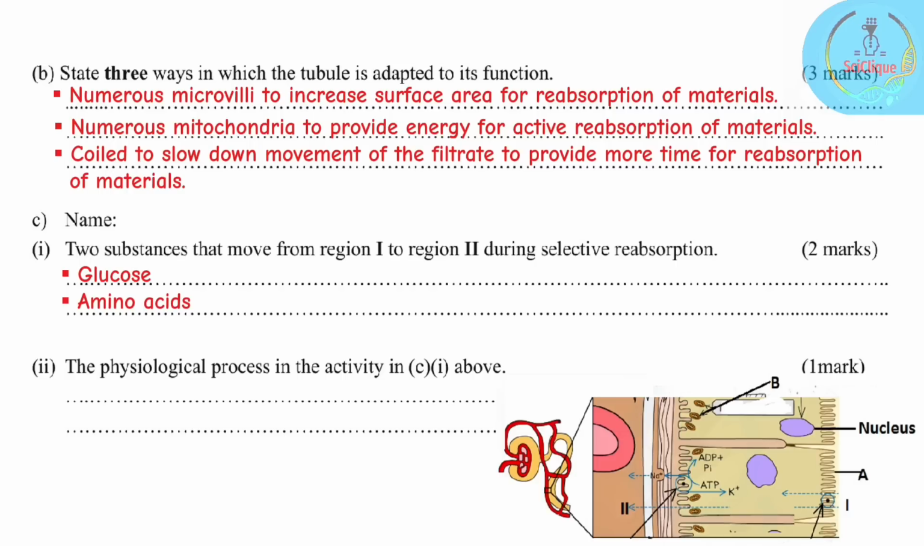Roman 2, name the physiological process in the activity in C1 above. So the physiological process involved in reabsorption of materials in the proximal convoluted tubule is active transport.